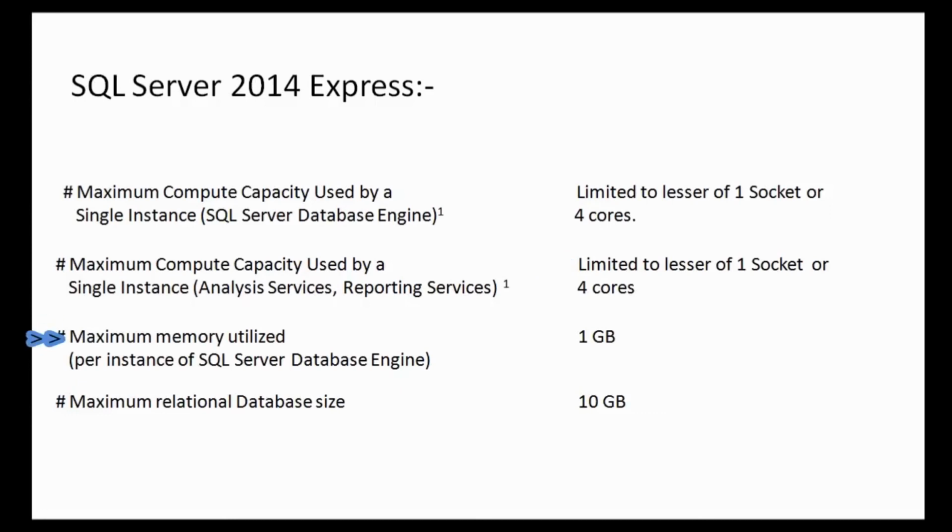Maximum memory utilization per instance of SQL Server Database Engine is 1 GB. This means no matter how much RAM your system has, SQL Server 2014 Express Edition can only utilize 1 GB of RAM. Maximum relational database size is 10 GB. This means the size of the database cannot grow more than 10 GBs.